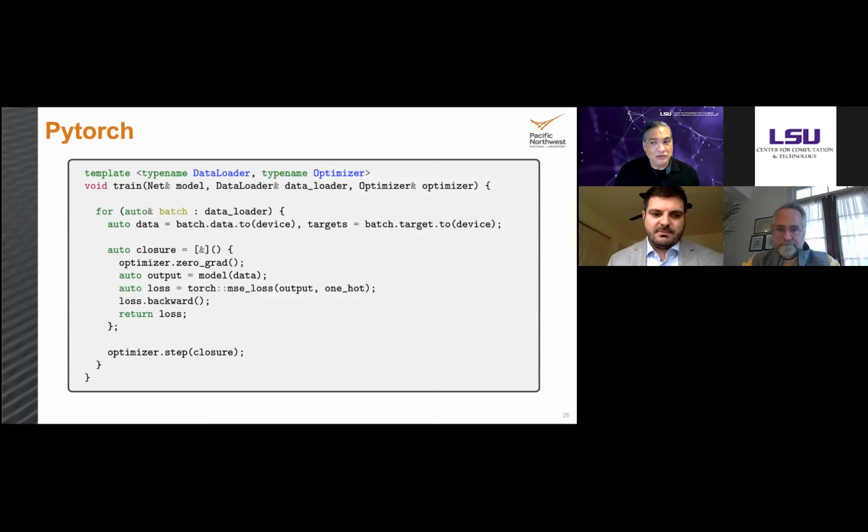And we can apply the same idea within the context of PyTorch. So there, the basic training step looks like this. This is actually the C++ interface to PyTorch. So the training is basically an outer loop going over batches of the data, and then taking a step with the optimizer, where we pass in this thing called a closure, which the optimizer uses to do its gradient computation.